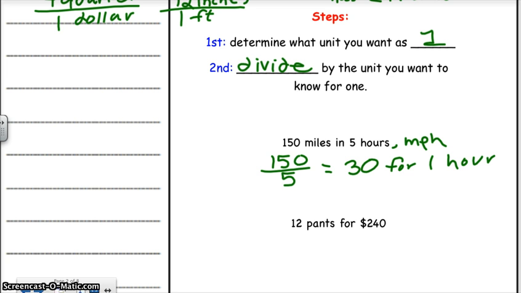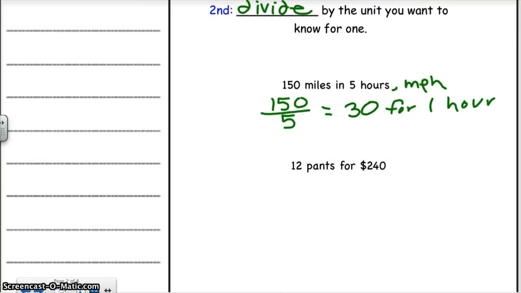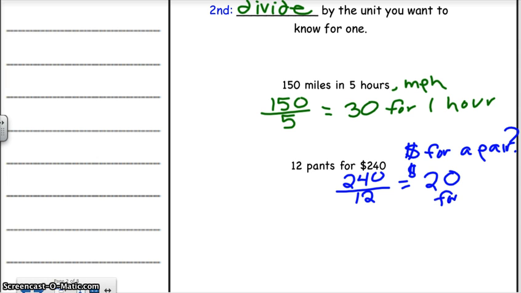Hey, I went on a shopping spree. Yay, me. I got 12 pair of pants for $240. That's a lot of pants that I just went and bought. Okay? So what do I want to know for one? What's my unit? Judah, what do you think? Yes. How much for one pair? So I'm looking for how many dollars for one pair. So I divide 240 by the pants. 12 goes into 24 two times, add the 0, $20 for one pair. Not bad.